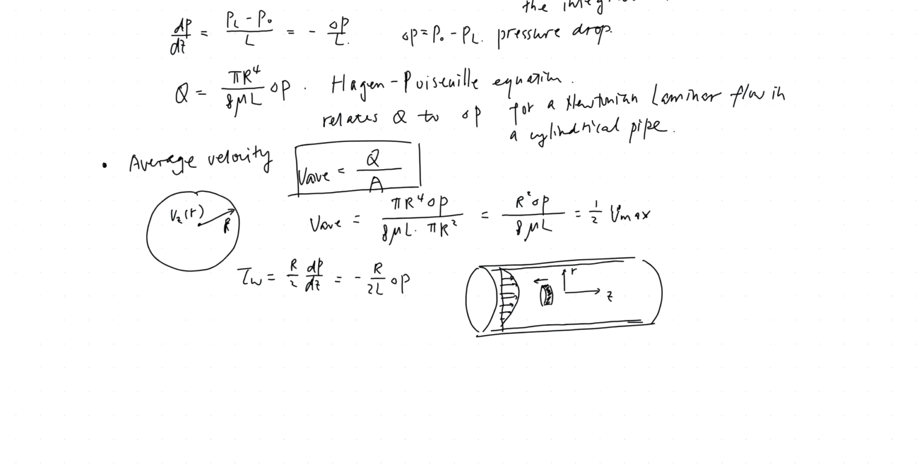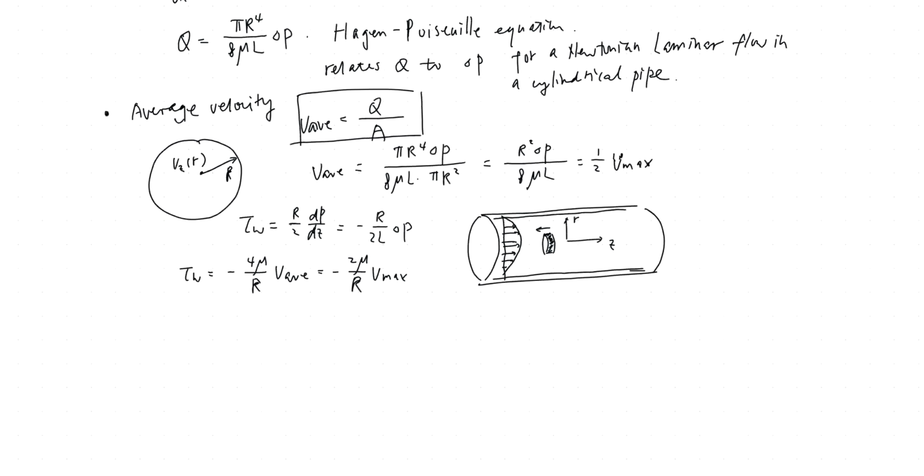Okay, so if you rearrange these equations, you can find that tau W, the wall shear stress, is minus 4 mu divided by R times the average velocity. It's also minus 2 mu divided by R times V maximum. You can find these pretty easily. You just rearrange these equations. Now, if you ask what is the wall shear rate, so tau W is wall shear stress.